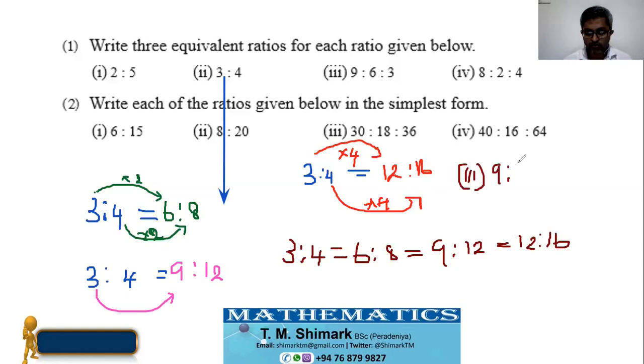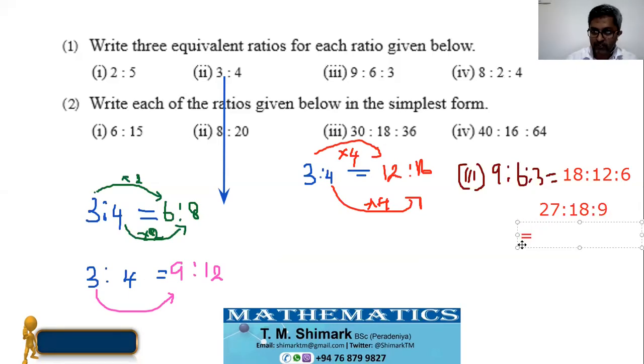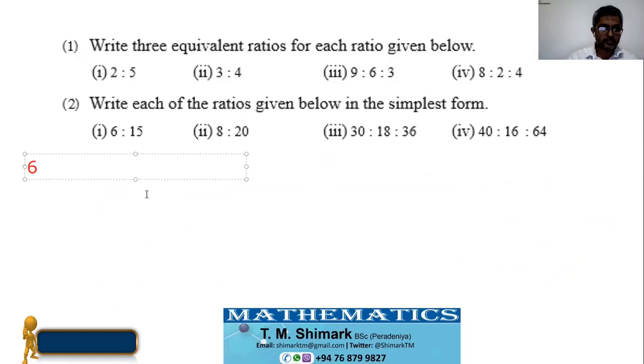9 is to 6 is to 3. If you want the answer, I can say 27 is to 18 is to 9, right? If I am going to give you 3 is to 2 is to 1. So 9 is to 6 is to 3, I can say 3 is to 2 is to 1 also, right? 6 is to 15, and the answer as 2 is to 5. Will you agree with this?